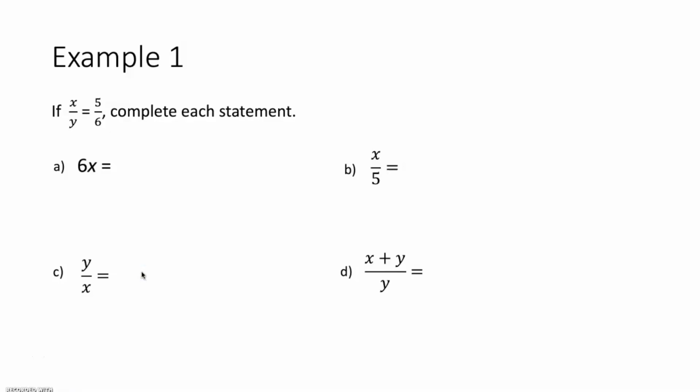It's example time. Now example 1 says if x over y is equal to 5 over 6, complete each statement. So here we are given 4 separate statements that we have to complete, and in order to complete them we have to use the properties of proportions.